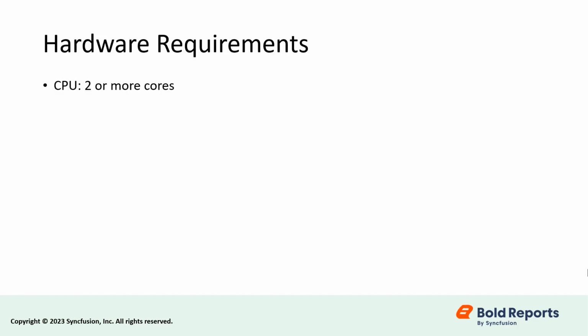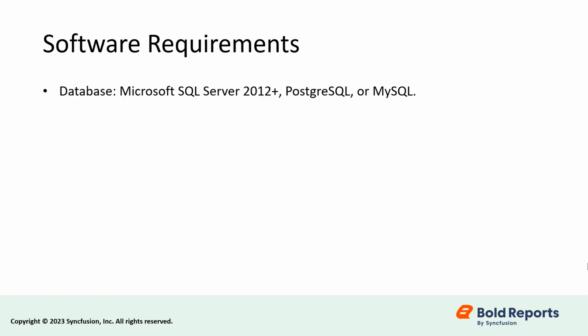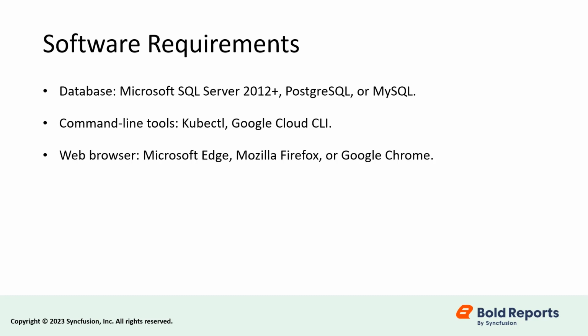Let's look at the cluster prerequisites for deploying Bold Reports report server. The hardware requirements are: a CPU with 2 or more cores. Each machine should have at least 4 GB of RAM. And the software requirements for running the report server are: a database like Microsoft SQL Server 2012 or newer, PostgreSQL or MySQL. Make sure your database is accessible outside the machine too. Command line tools kubectl and Google Cloud CLI. Any web browser like Microsoft Edge, Mozilla Firefox, or Google Chrome.